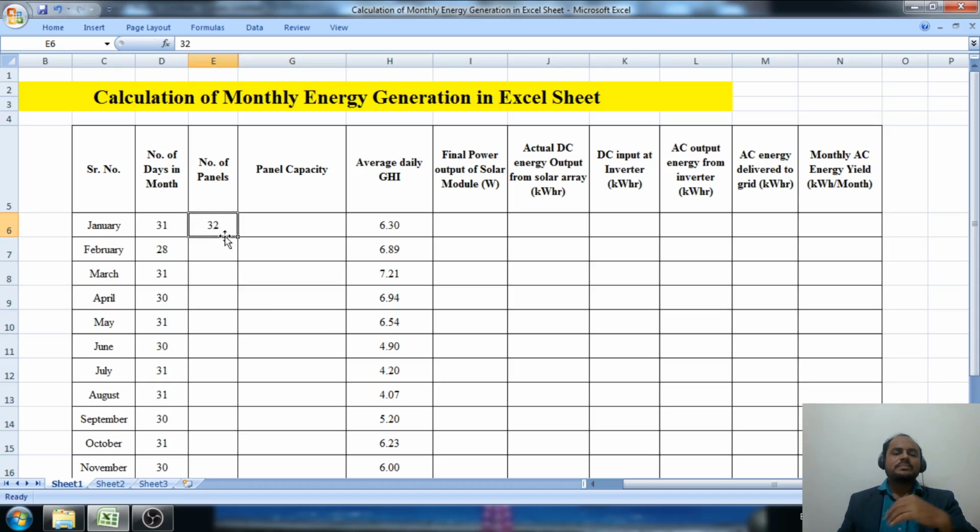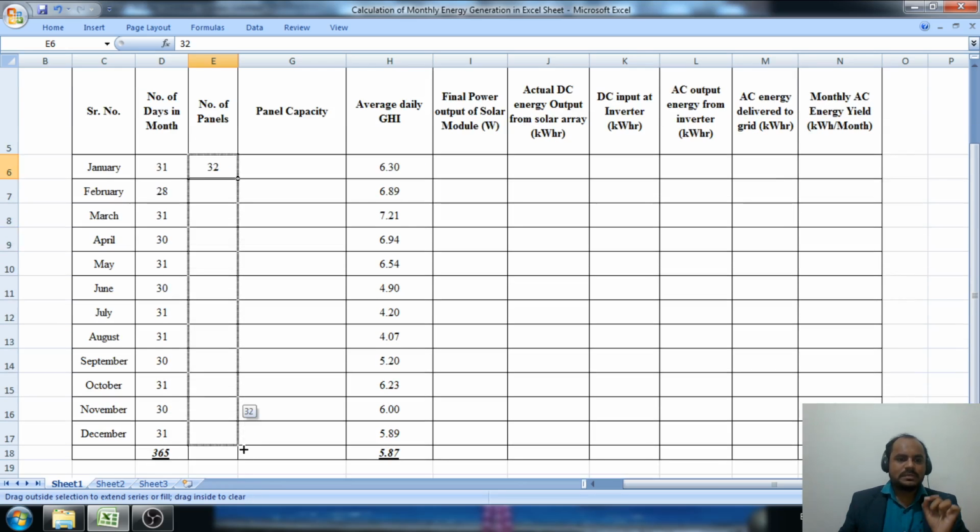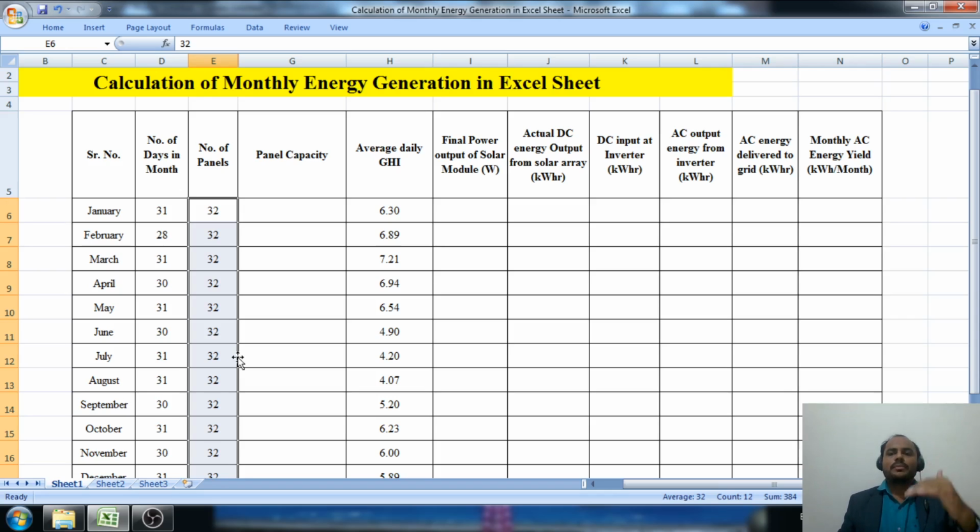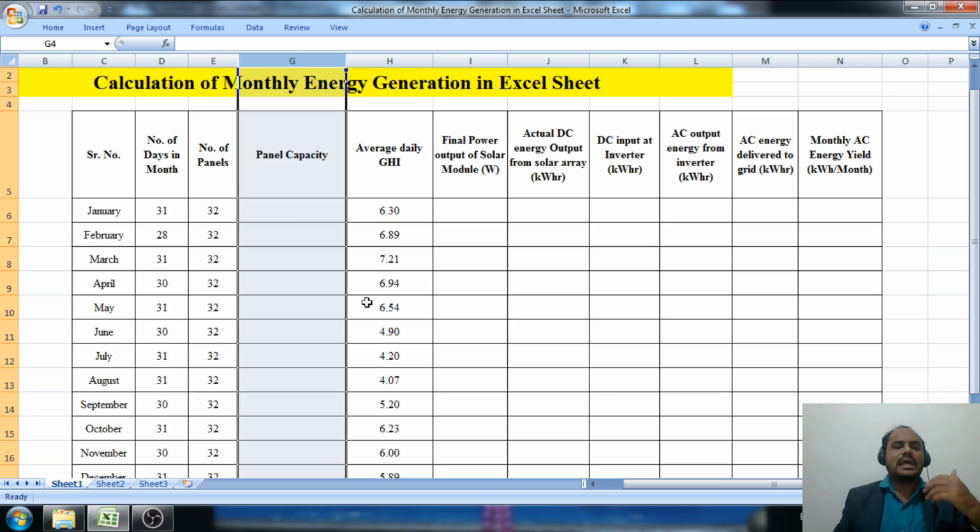So we just copy this particular 32 number up to the December month. Simply, you have to select this particular corner of the cell in the Excel sheet and pull it up to the December month that we have noted down over here. So this 32 panel value will directly get copied over here. Again, the fourth column is the panel capacity that we are selecting.